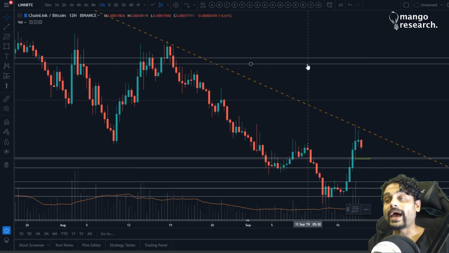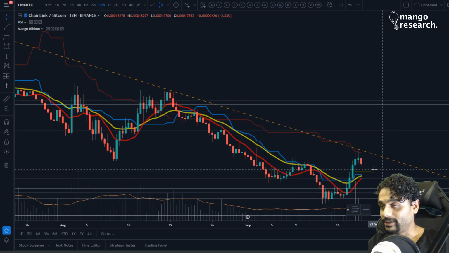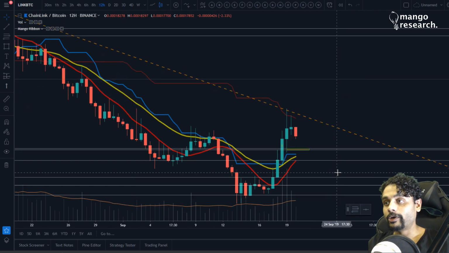hours is because this is where I took my trade. I took my trade off the 12-hour time frame. Where did I take it? Well, simply turn on the Mango ribbon and you guys will know very, very quickly. You guys know how I trade, at least for those of you who have been following me for a while.